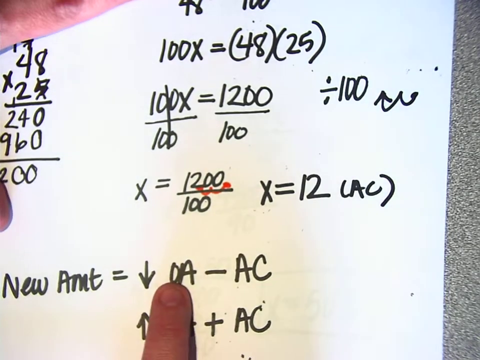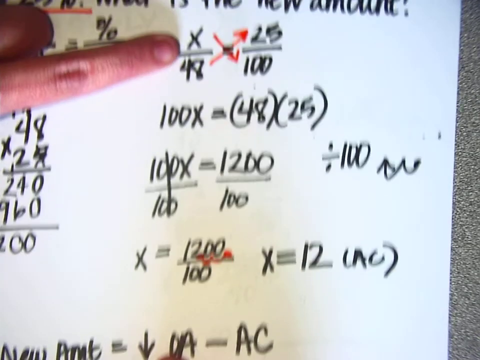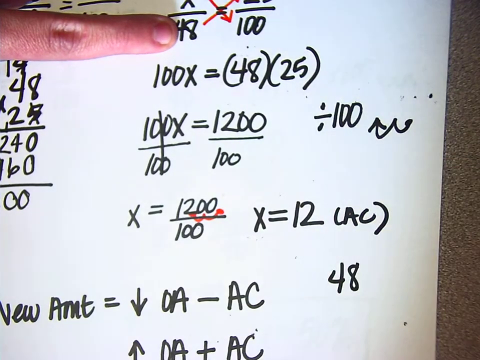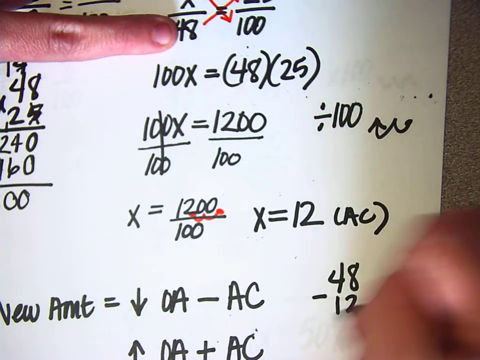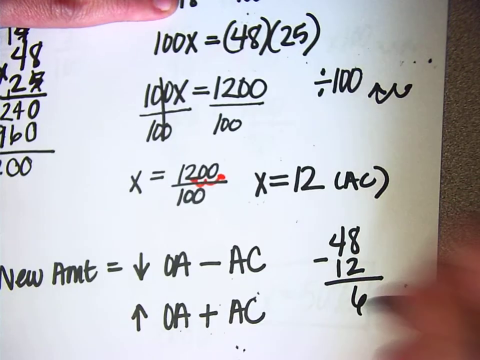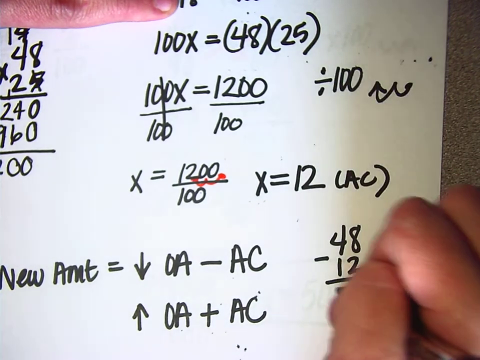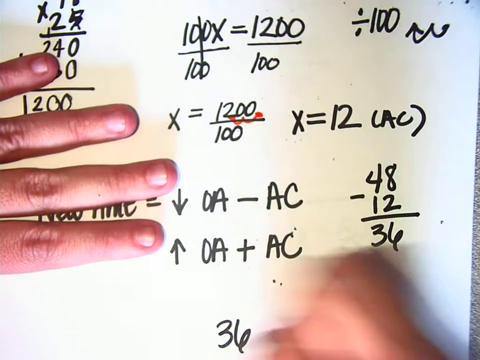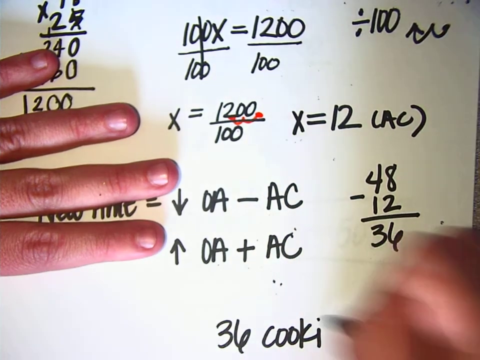You need to figure out what your original amount was. That's going to be up here in your problem. That's 48. And the amount of change, which is how many cookies he ate, which is 12. And we're going to subtract those. So 8 minus 2 is 6. And 4 minus 1 is 3. So my new amount is 36 cookies.